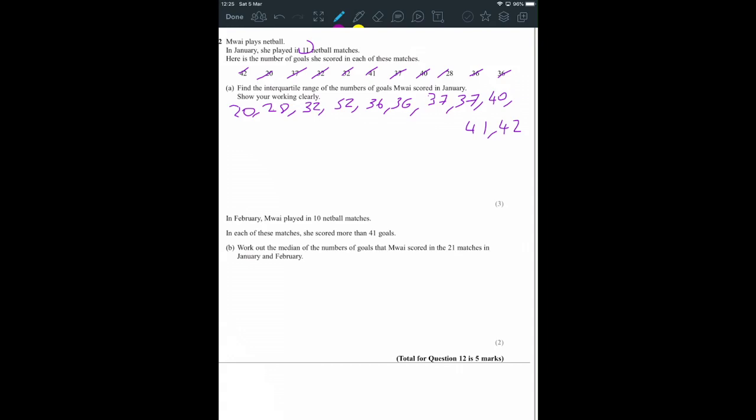Interquartile range for 11. The lower quartile is at (11 + 1) over 4, is at the third value. Third value is 32. The upper quartile is at 3 lots of that, at the 9th value. 1, 2, 3, 4, 5, 6, 7, 8. 9th value is 40. Or equivalently, it's the third value counting from the top downwards. So our interquartile range, do that subtraction, is 8.